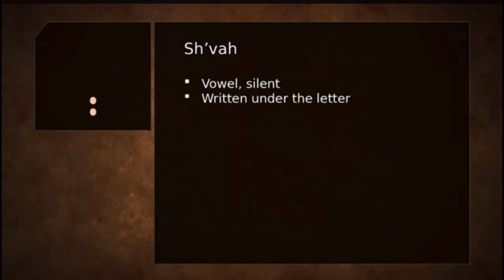Here is a new vowel. This vowel is called shva. It is written as 2 dots, one on top of the other. The shva is written underneath of a letter. The shva makes no sound.